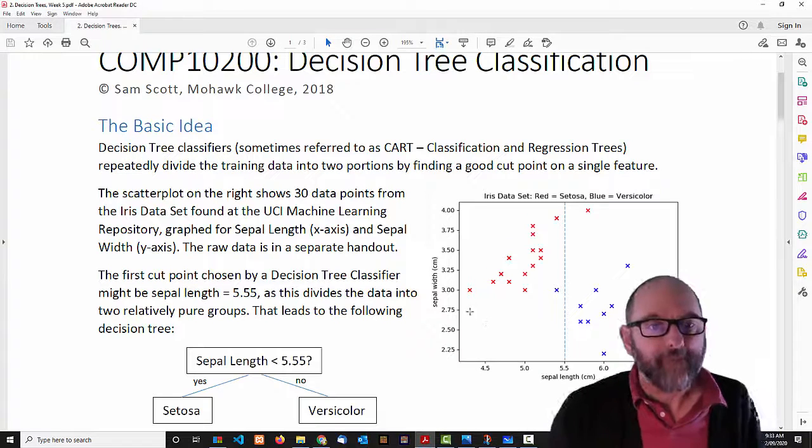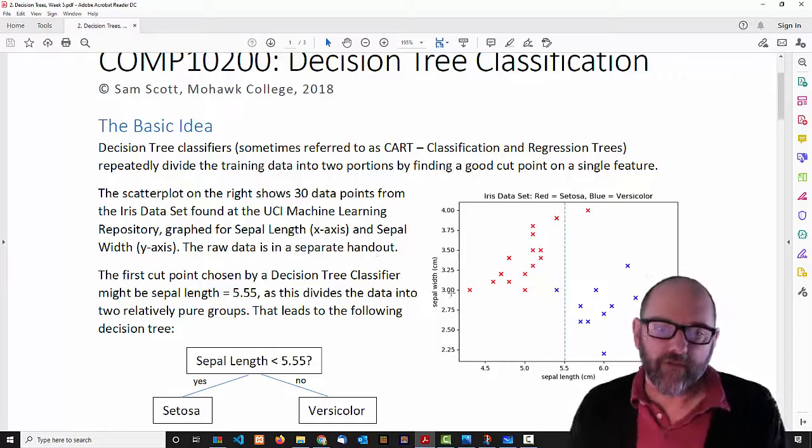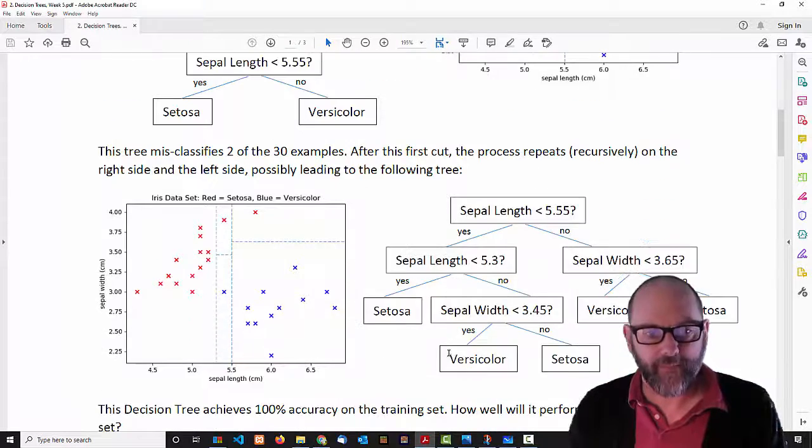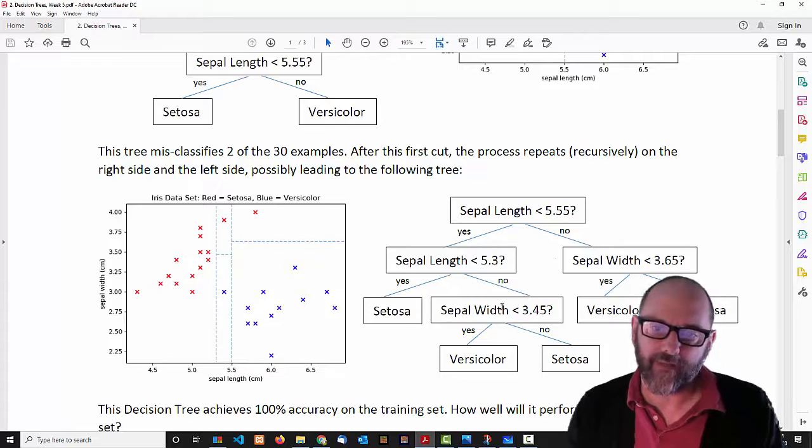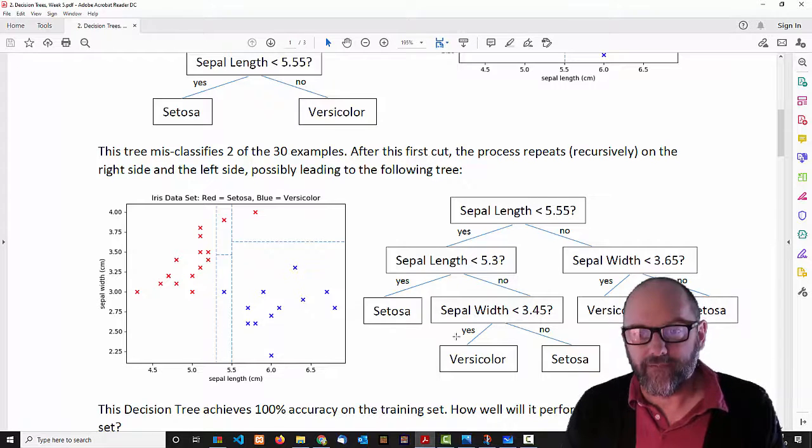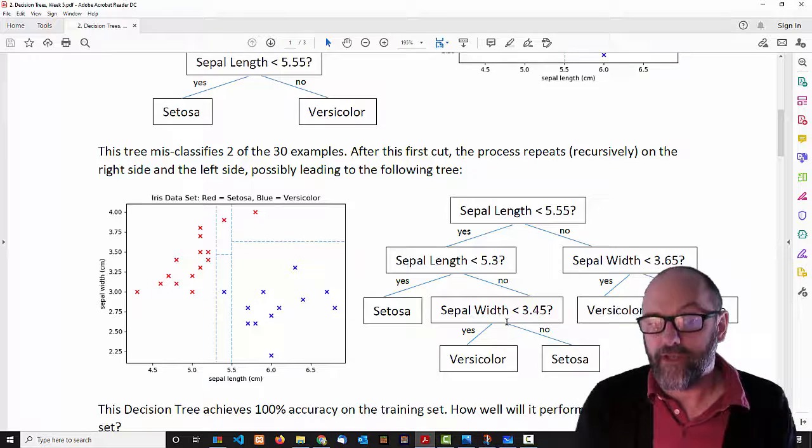Okay, so you should read over this. This goes through another example, and see if you can follow this tree here. So we end up with a slightly more complicated tree here. See if you can follow all of the cuts that were made here and make sure that this diagram over here makes sense given this diagram over here.